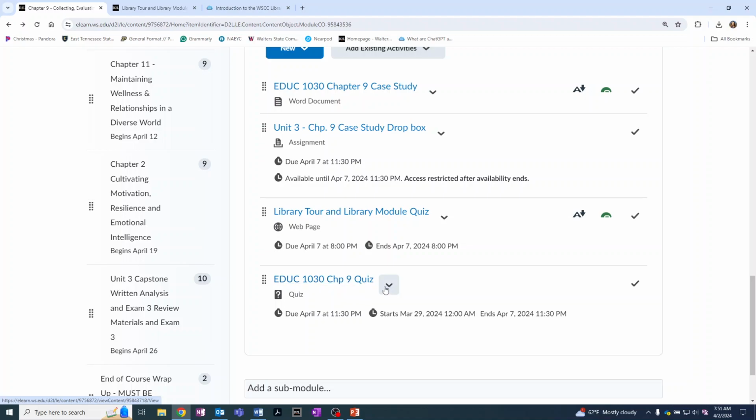You still have to take the Chapter 9 quiz, but I'm letting you decide if you would want to earn some extra bonus points through the library tour and module quiz. I'd encourage you to do it because you don't lose points for it. It's not averaged into the grade except that it gives you bonus points.